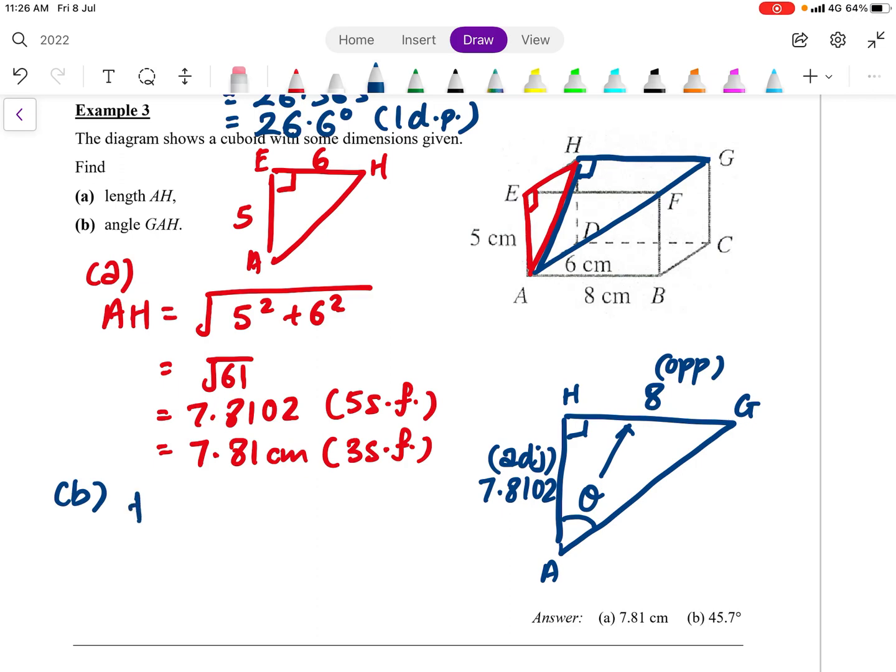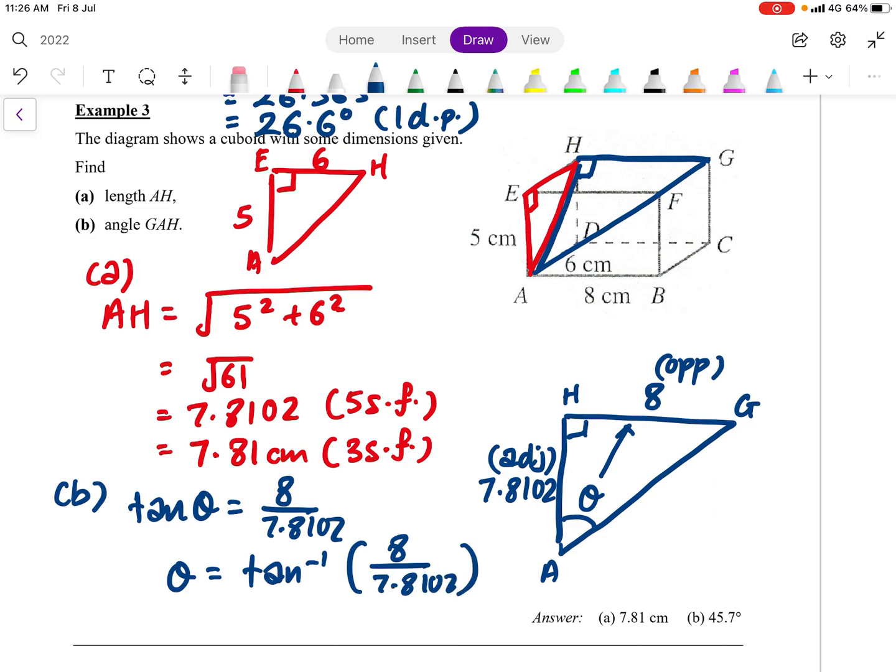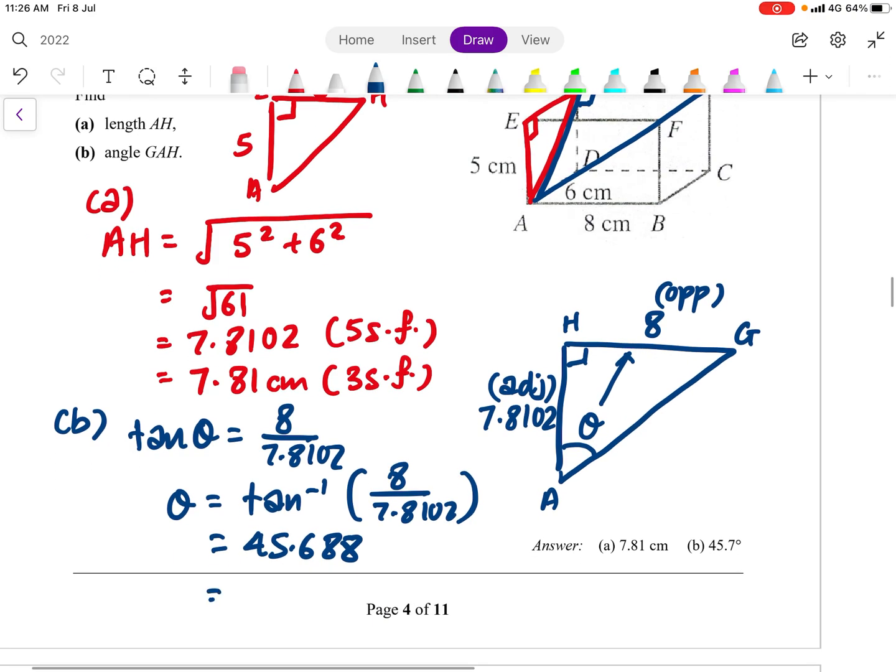So I will use tangent. Tangent theta equals opposite over adjacent, 8 over 7.8102. Theta equals tangent inverse 8 over 7.8102. And I have 45.688 for 3 decimal places. Sorry, I shouldn't say 5SF, I should say 3dp. Then 45.7 for 1 decimal place. That's the final answer.